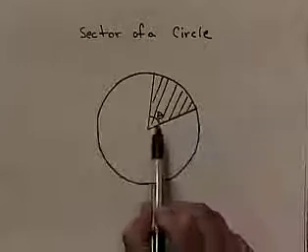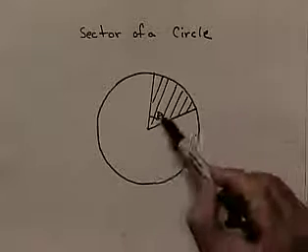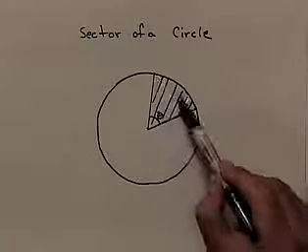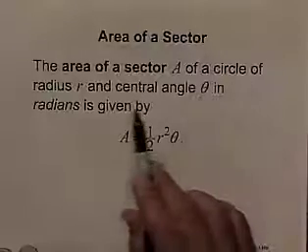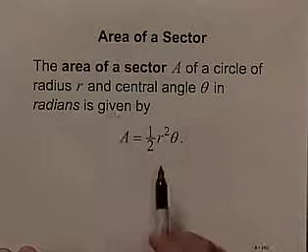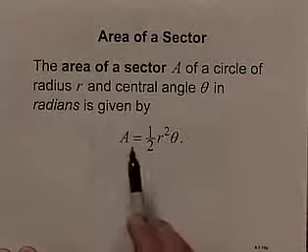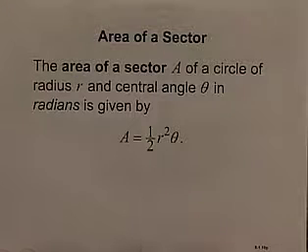Now, the next thing we're going to take a look at is a formula to find the area of a sector of a circle. Now, a sector of a circle is the portion of the interior of the circle that's subtended by the angle theta. So here we have the angle theta. This shaded region represents the sector of a circle. Now, the formula for the area of the sector, A, of a circle of radius r and central angle theta in radians, again, is given by the formula A equals 1/2 r squared theta.